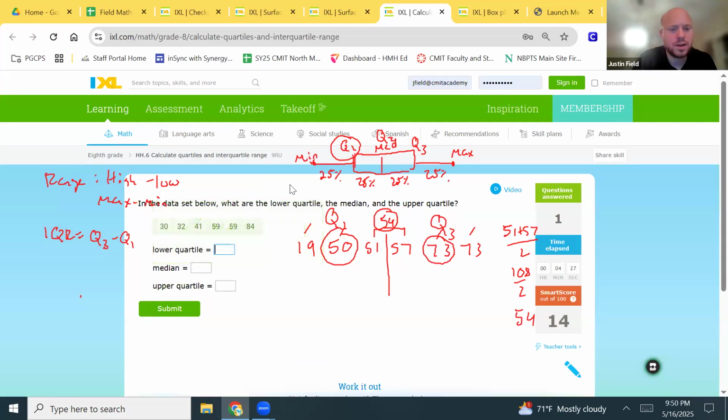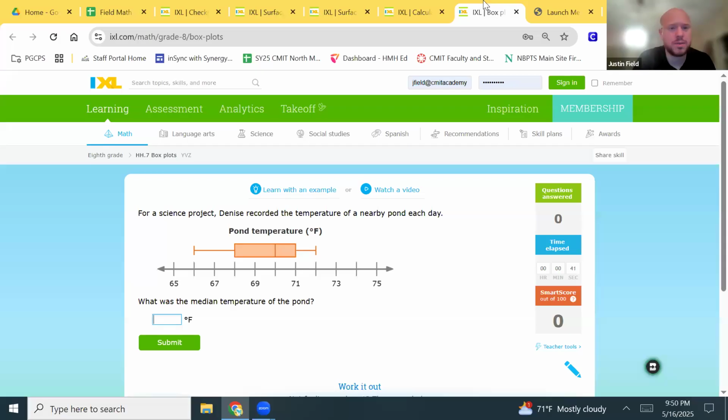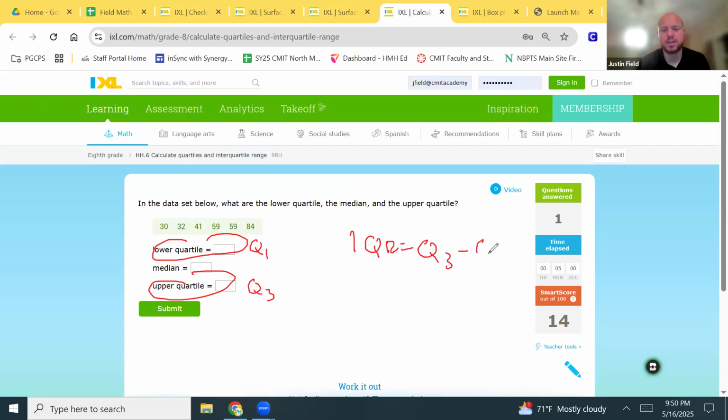Well done. Okay, so go ahead and try that one. Find your medians. And then if it asks you for the interquartile range, let's just say one more time, if it says, what's the interquartile range? Once you find the lower quartile and the upper quartile, that's Q1 and Q3, then the interquartile range again is just Q3 minus Q1, just subtracting.